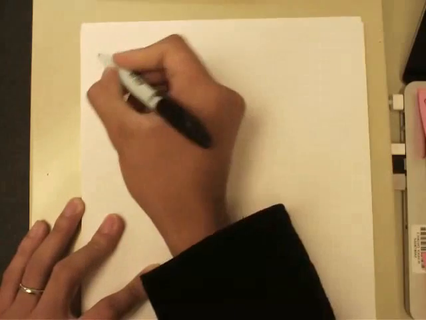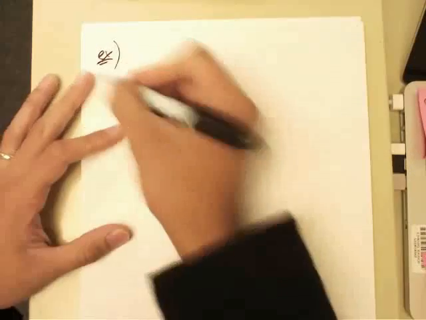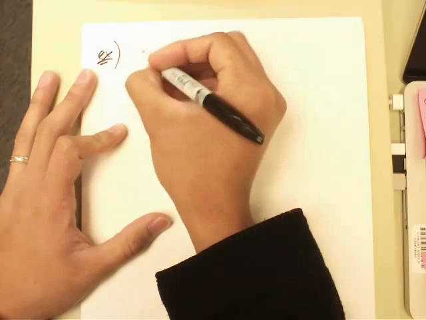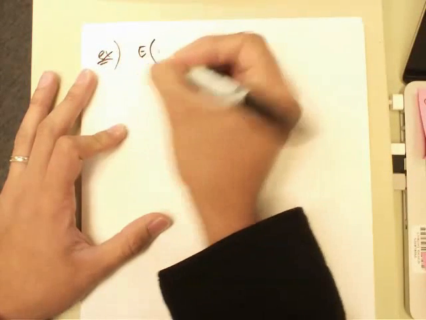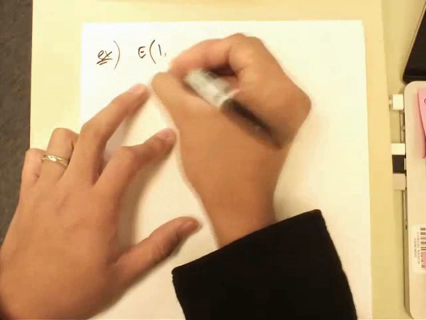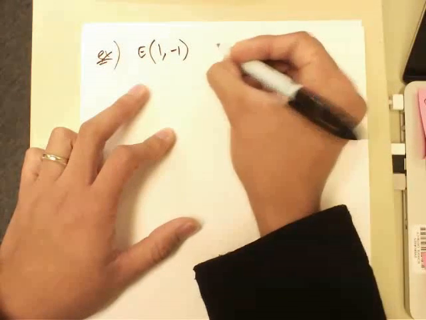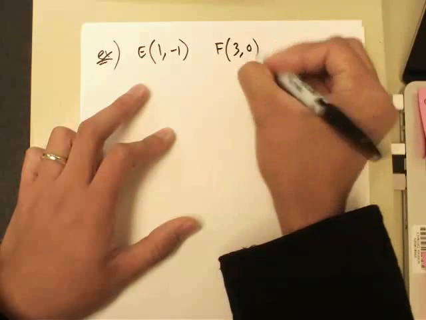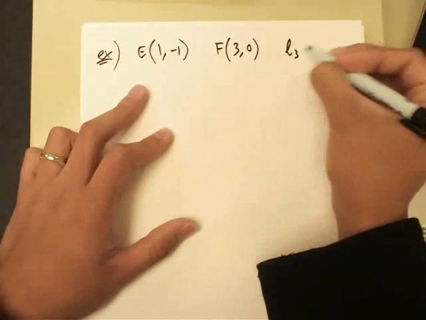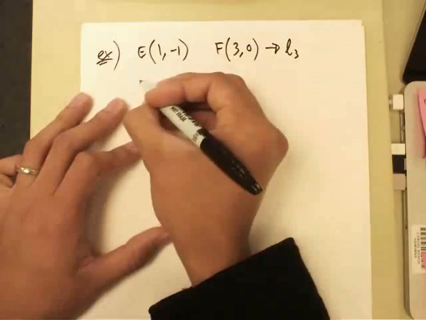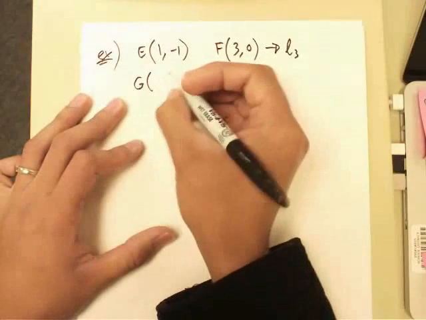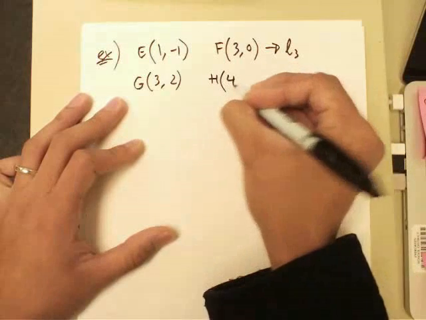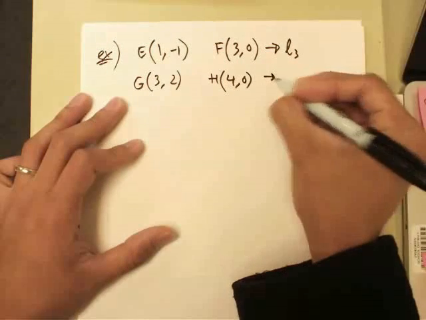So this time, let's do another points here. Point E will be 1, -1. Point F will be at 3, 0. Okay, so let's call this line 3. Point G, I'm going to have it at 3, 2. Point H will be at 4, 0. Okay, I'm going to call this line 4.